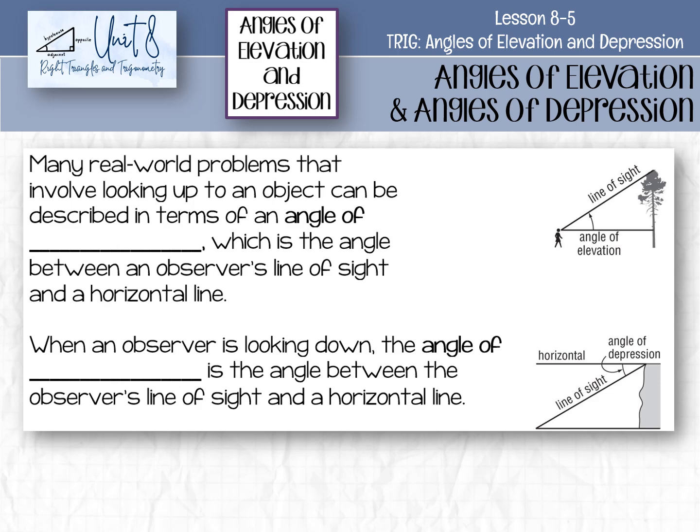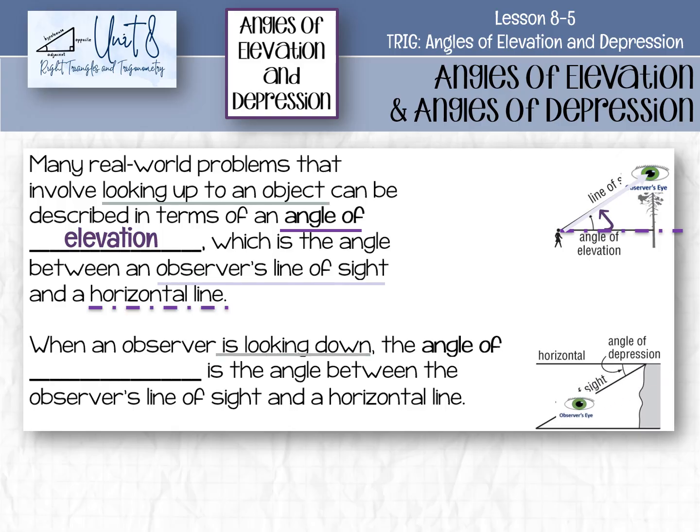Many real-world problems that involve looking up at an object can be described in terms of angle of elevation, which is the angle between an observer's line of sight and a horizontal line. When an observer is looking down, the angle of depression is the angle between the observer's line of sight and a horizontal line.